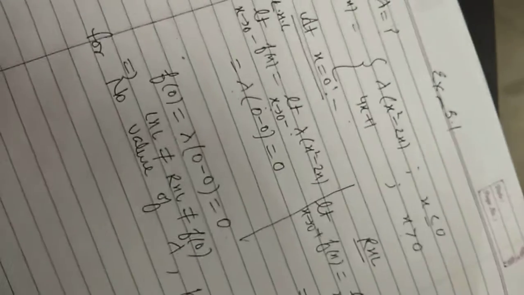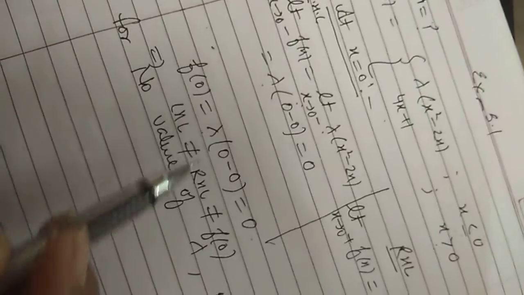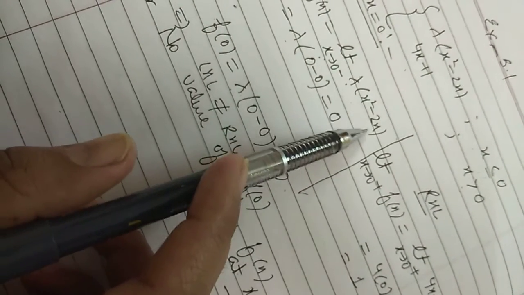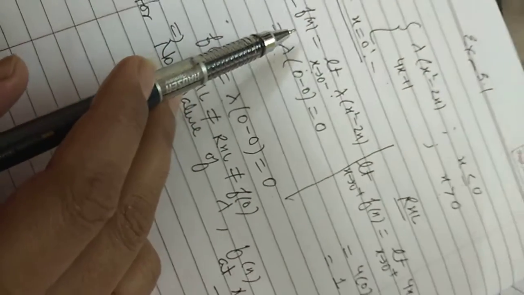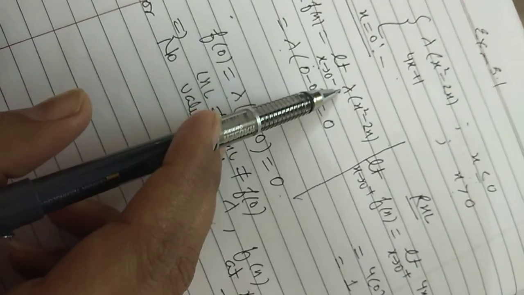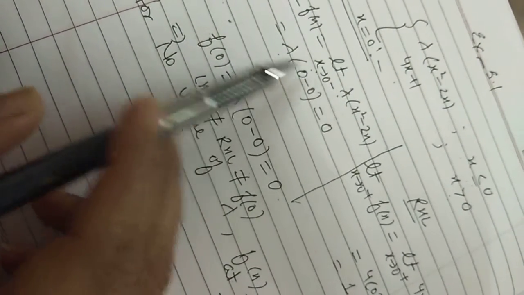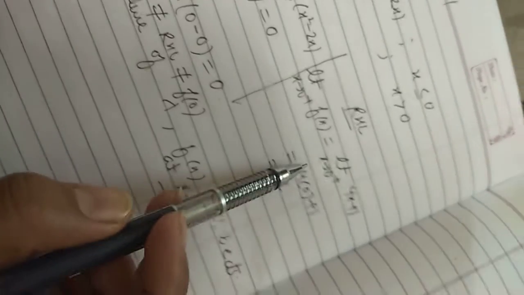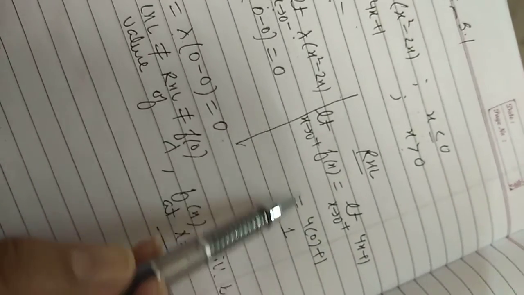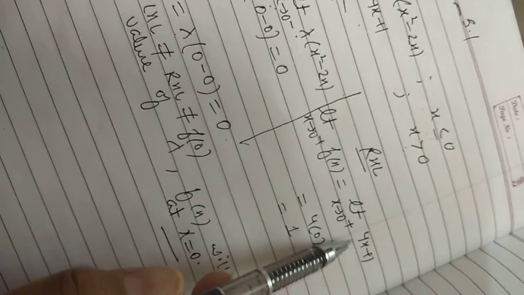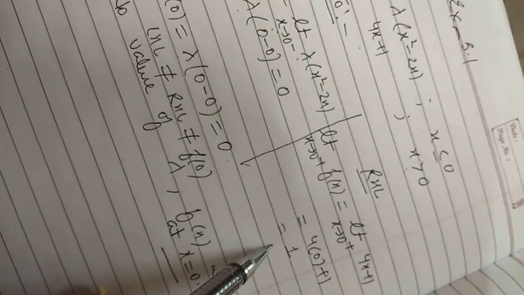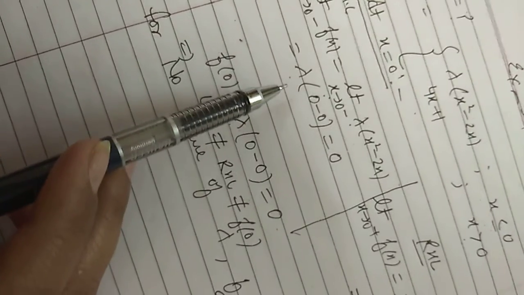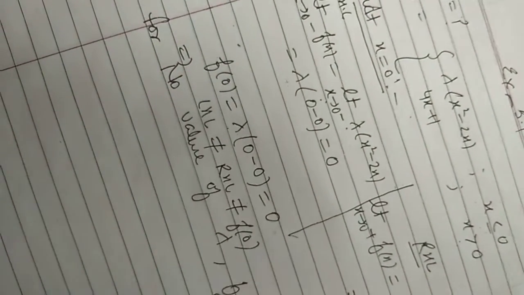No value of lambda can make this function continuous, because for the LHL we have x square minus 2x minus x, so whenever x approaches 0 here, whatever be the lambda, ultimately this term will make lambda into 0, or something into 0, always 0. And since the second expression is independent of lambda, whenever x is approaching 0, 4x plus 1 is always giving you 1, right? So the function will not be continuous. The question now, what will be the value of lambda so that it is continuous? For no value of lambda, the function will be continuous.